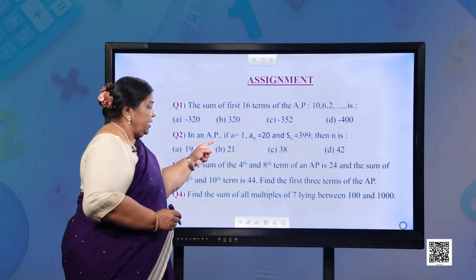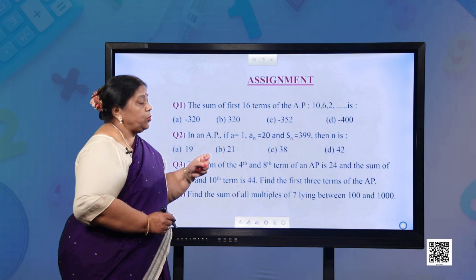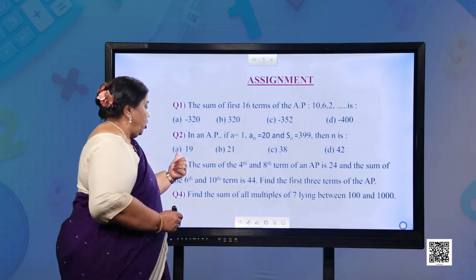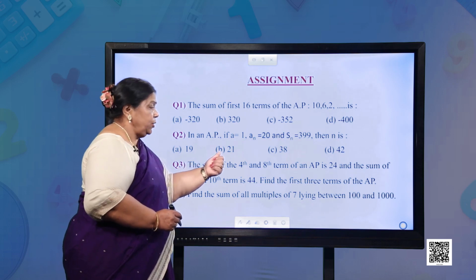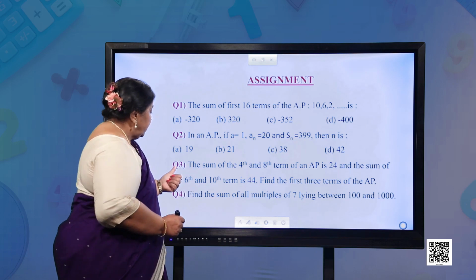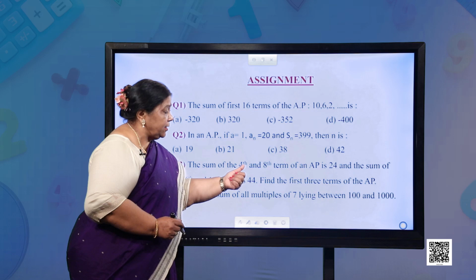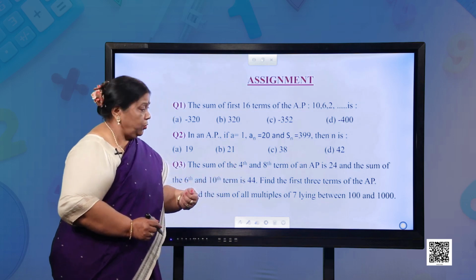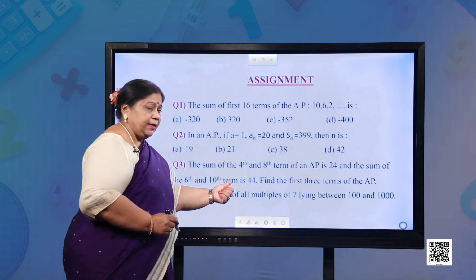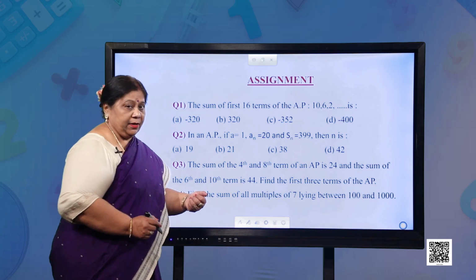Second, in an AP, if a is equal to 1, an is equal to 20 and Sn is equal to 399, then n is equal to: A 19, B 21, C 38, D 42. Question number 3, the sum of the fourth and eighth term of an AP is 24 and the sum of 6th and 10th term is 44. Find the first 3 terms of the AP.